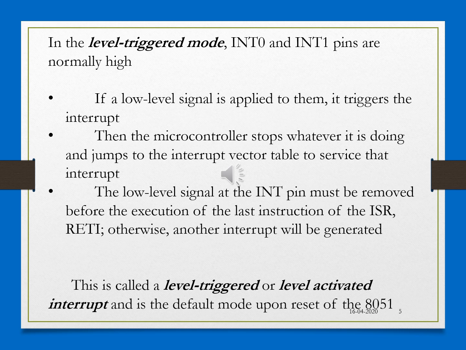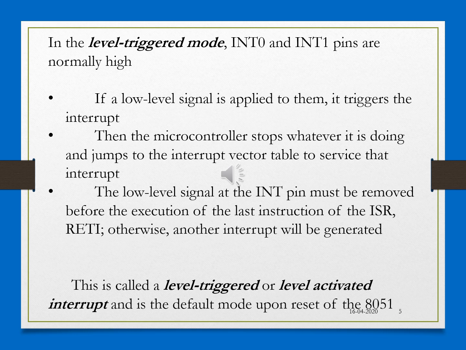In level triggered mode, these pins, interrupt 0 and interrupt 1, the external hardware interrupts, will be normally high, just like all other input output port pins on reset or on power up of a microcontroller. These pins will be high. If a low level signal is applied to them, that will be an indication that there is an interrupt. How do you program that? Using the TCON register.